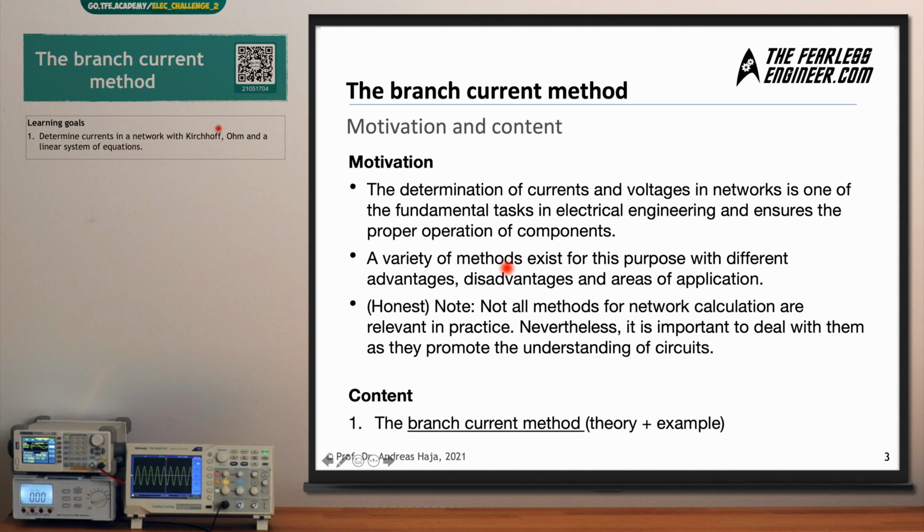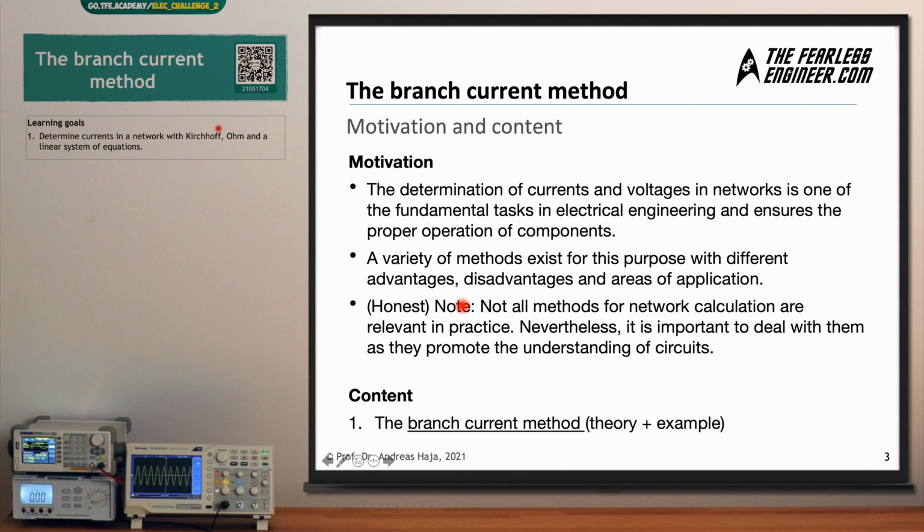Also, a variety of methods exist for this purpose with different advantages and disadvantages and also areas of application. And an honest remark to you: not all methods for network computation are relevant in practice. For example, the branch current method, as I talked about before, is not used as often. Nevertheless, it's important to deal with them as they really promote the understanding of circuits.